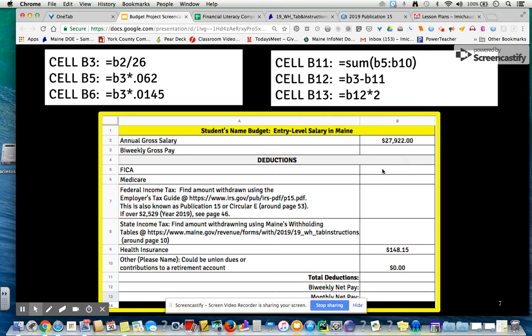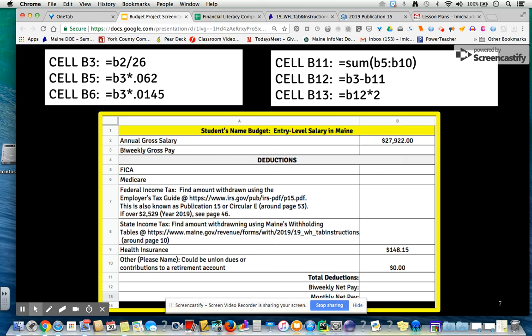In cell B5, we will determine how much is withdrawn for Social Security. So you will take your biweekly gross pay and multiply it by 0.062. So the formula there is equals B3 multiplied by 0.062. Medicare is very similar to FICA, equals B3 multiplied by 0.0145.